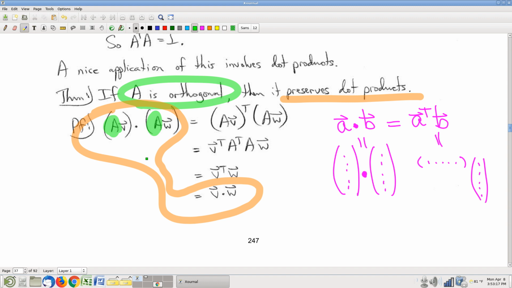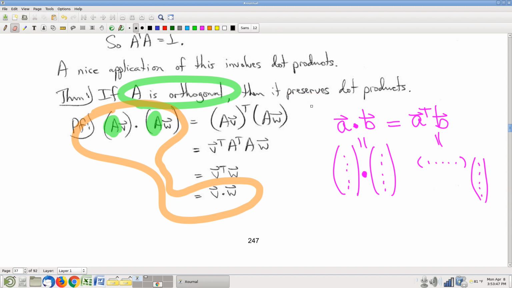That dot product of these vectors will be exactly the same as what you would have gotten if you had first multiplied both of those vectors by A and then dotted them. So the action of multiplying vectors by A does not change the dot product. Thus the term preserves the dot product. Yeah, everybody on board? Just terminology?